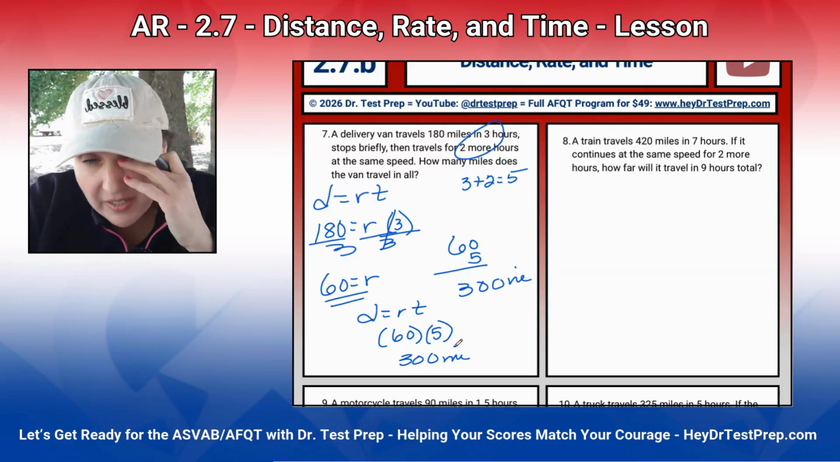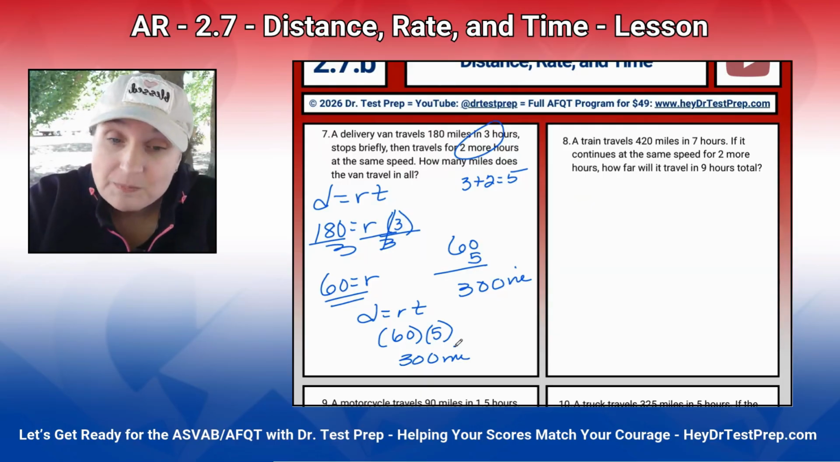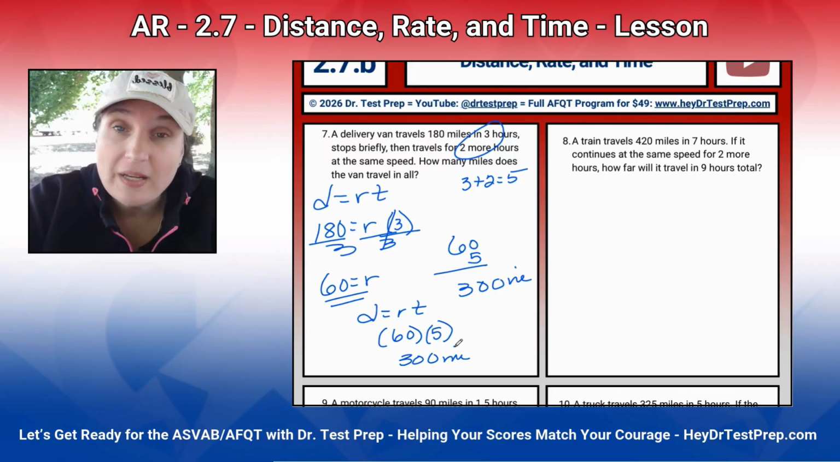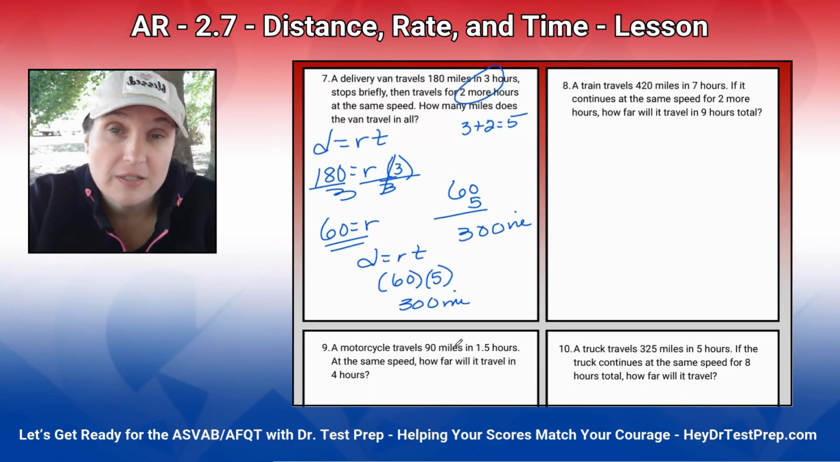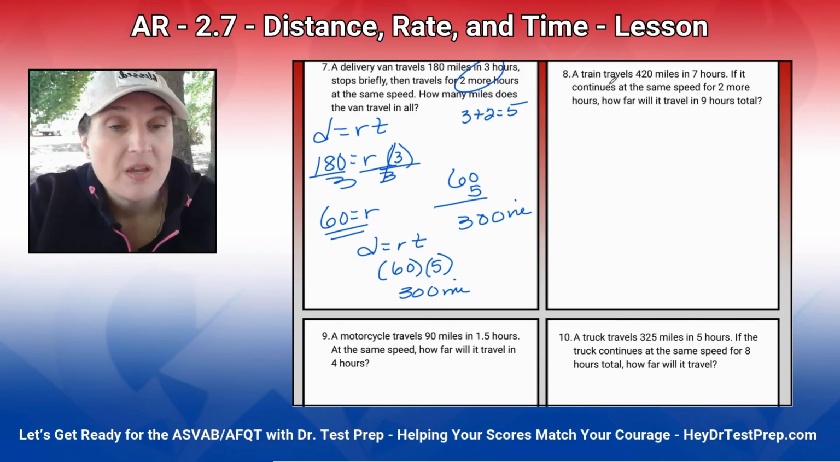The other way you could have done it is you could have done it for 2 hours. So 60 times 2 is 120, and added 180 plus 120, and still gotten 300.